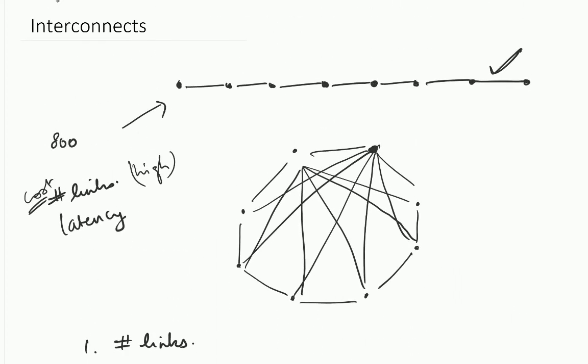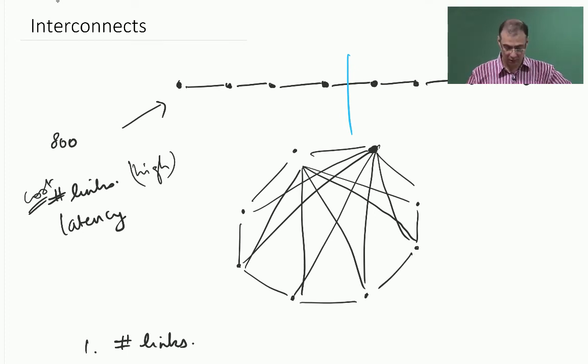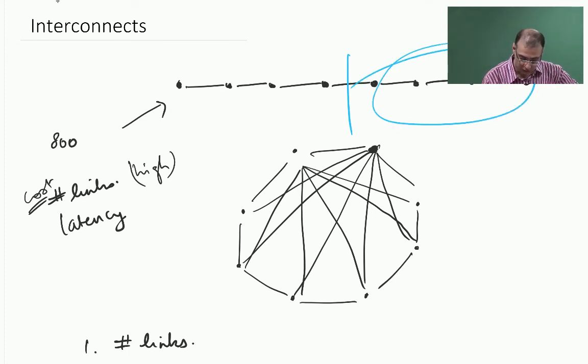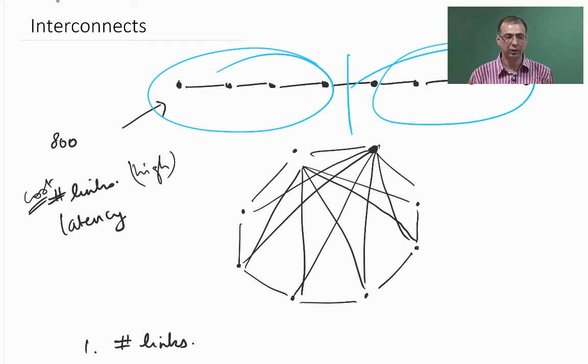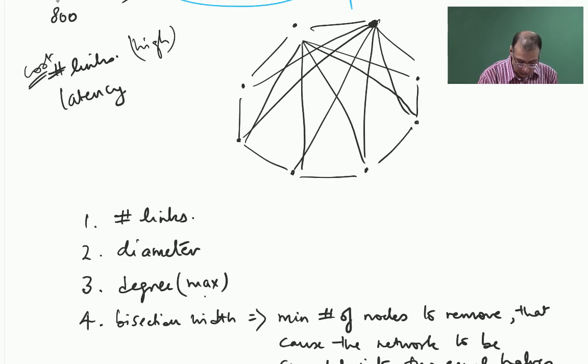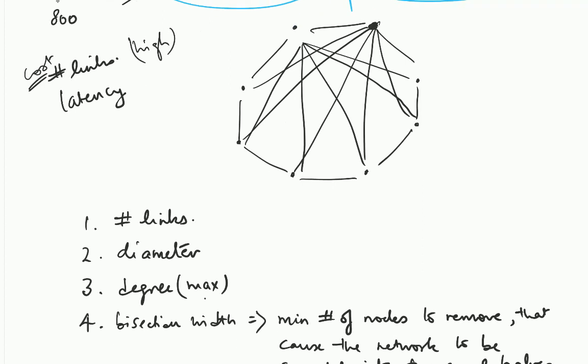Let's look at the linear array. How many links do I need to remove in order to separate the network into two roughly equal halves? These are 8 nodes. If I cut over here, if I remove this link, I'll have one separate network of 4 nodes and another separate network of 4 nodes. So in a linear array, you only need to remove one link in order to separate it. So the bisection width of a linear network is 1. What about the completely connected network? What is the bisection width here?